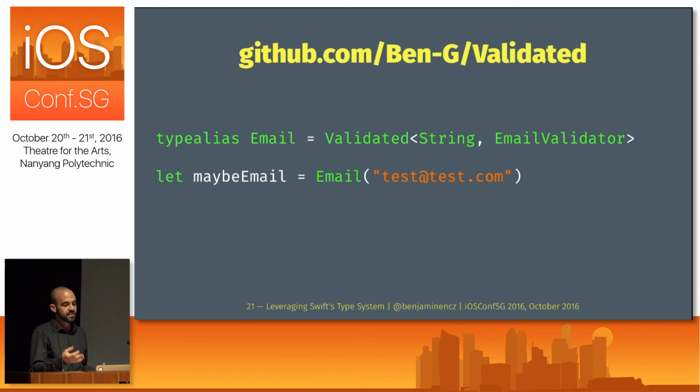And then, using this type, you can now create an email address, and you can verify that whenever you have a value of type email, you actually have a valid email. And that is really useful because you push this information into the type system, and you don't have to validate it all over the place in your code.